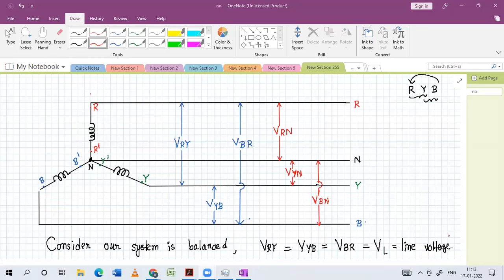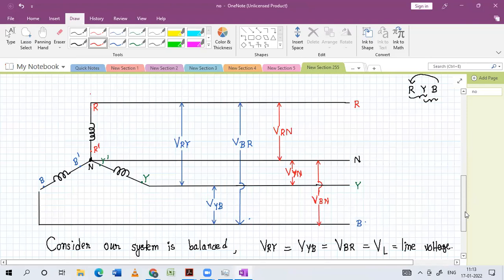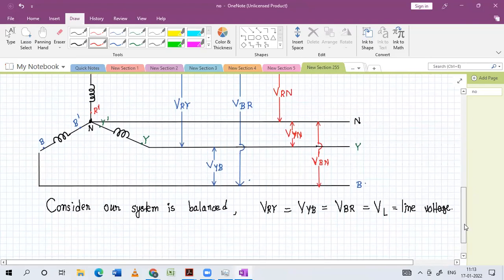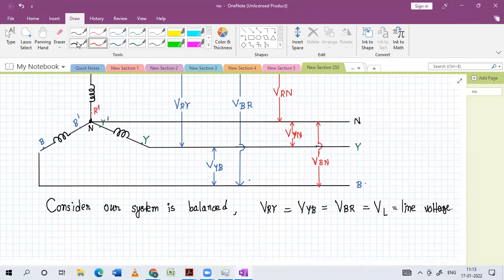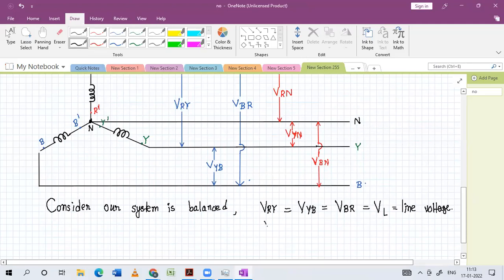So we have drawn. Now, as I told you, our system is balanced. So I can also say that as the system is balanced, our phase voltages VRN, VYN and VBN are all the same. Why? Because the system is balanced, and that is called the phase voltage, VPH. The PH suffix is the first two letters of the word phase, and that is called a phase voltage.